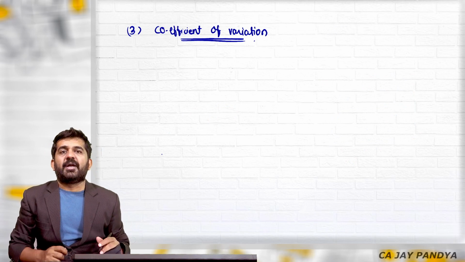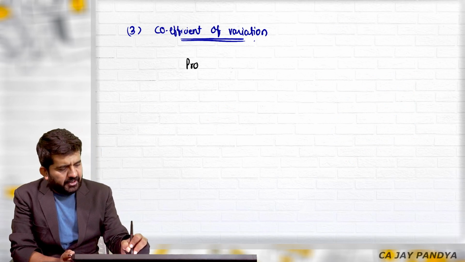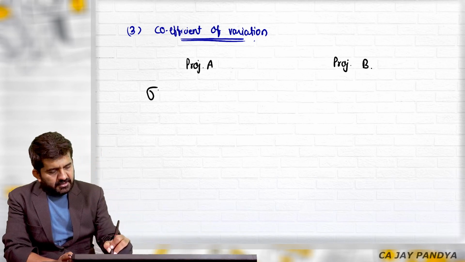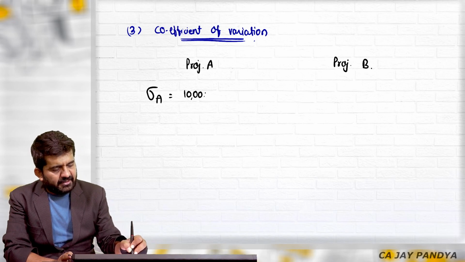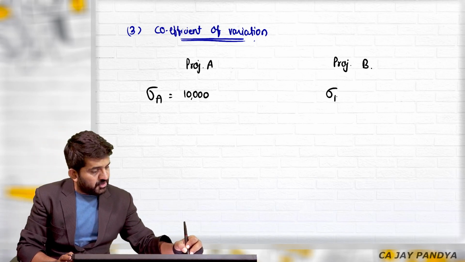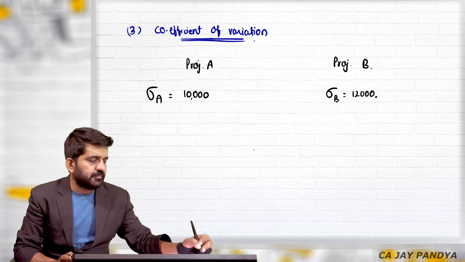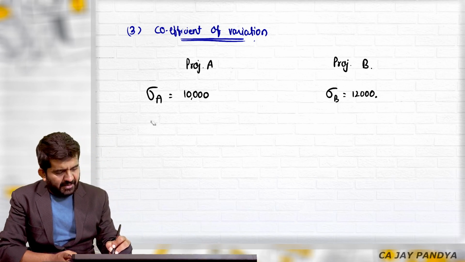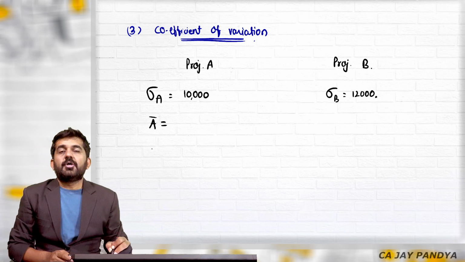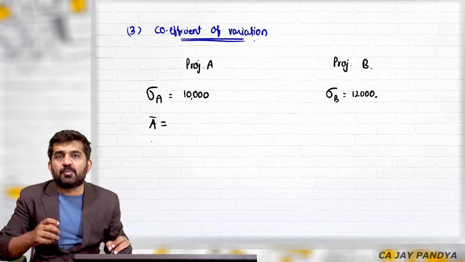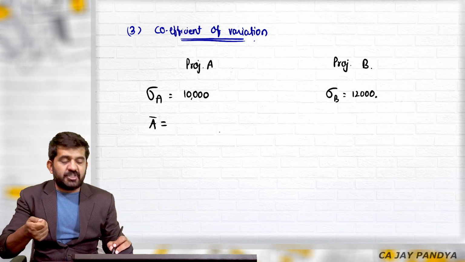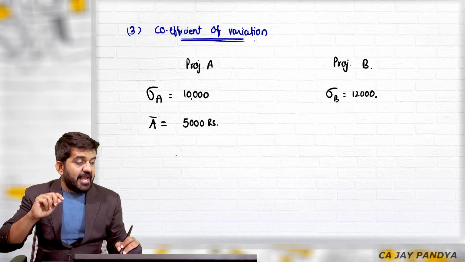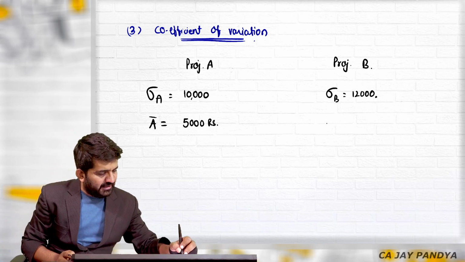Always it is good to find out the relative measurement. Like, try to concentrate on project A and project B. Standard deviation of project A is 10,000 rupees and standard deviation of project B is 12,000 rupees. But understand, X bar, the average return or average cash flow in project A is 5,000 rupees. Average cash flow in project B is 7,000 rupees.